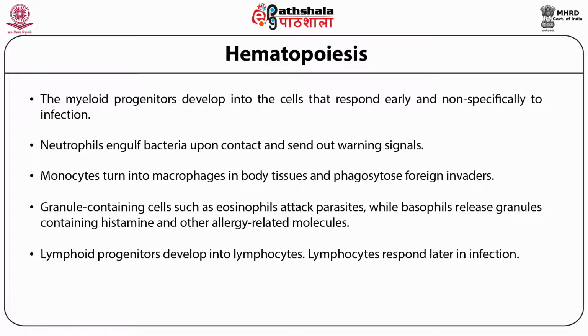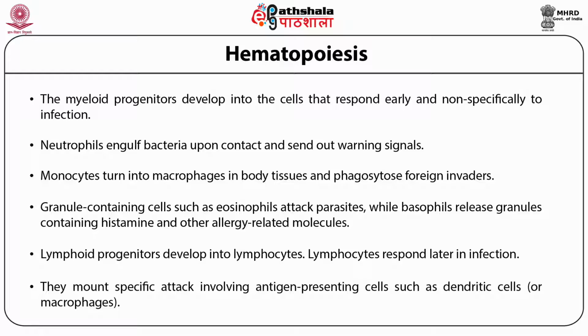Lymphoid progenitors develop into lymphocytes. Lymphocytes respond later in infection. They normally mount a specific attack involving antigen-presenting cells such as dendritic cells or macrophages. Progenitor commitment depends upon the acquisition of responsiveness to certain growth factors.